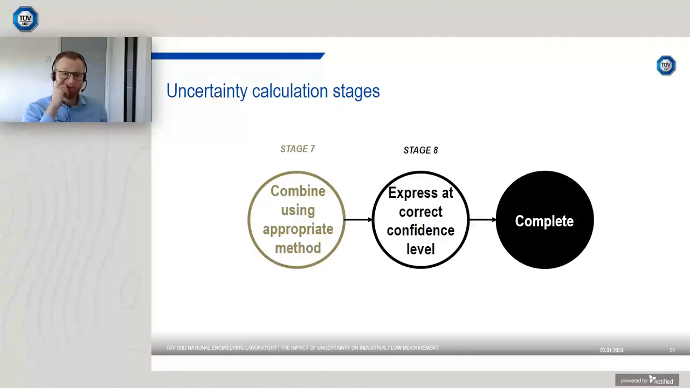You then combine using the appropriate method, which refers to whether it's correlated or uncorrelated. We use a root sum of squares method for uncorrelated measurements, and for fully correlated measurements, you add the uncertainties for the parameters together, typically. And then finally, after you've combined it, you express the standard uncertainty for your output parameter at whatever confidence level you want to express that at.